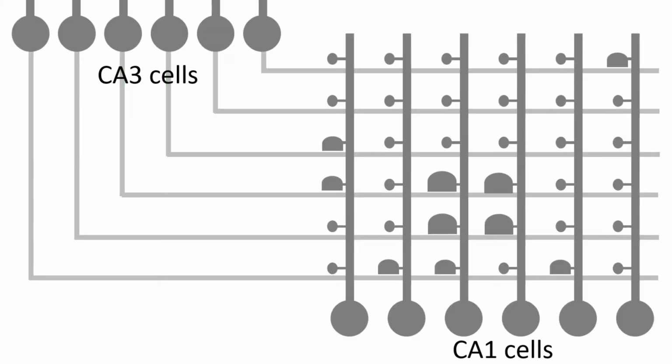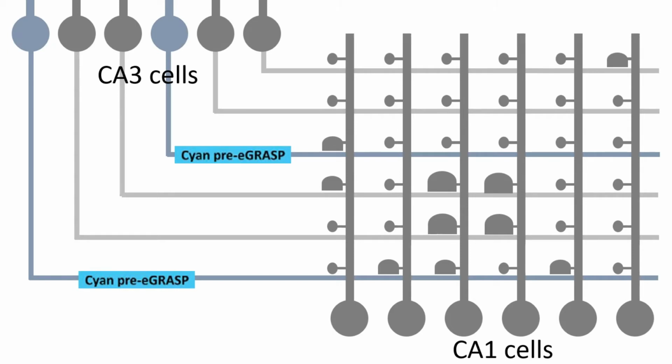In the native animal, none of these cells or synapses are labeled, so it is impossible to image which neurons are synapsing on which. When the viruses are injected, a small subset of random neurons in CA3 will be infected and start expressing cyan pre-eGRASP. And a small subset of CA1 cells will be infected and start expressing iRFP670 and post-eGRASP. Now, the iRFP670 will make these CA1 neurons glow in infrared light in the fluorescent imaging. This is shown as a purple coloring here.